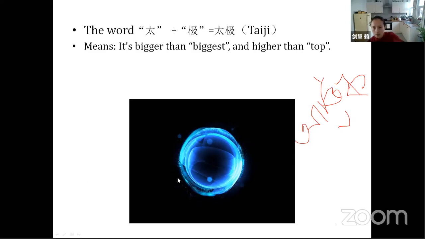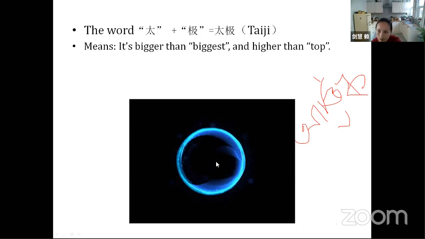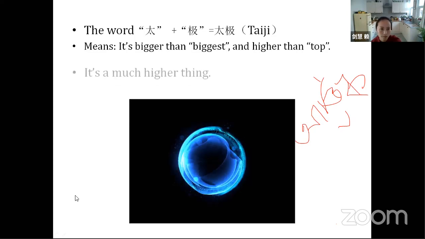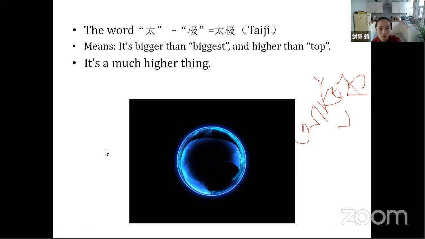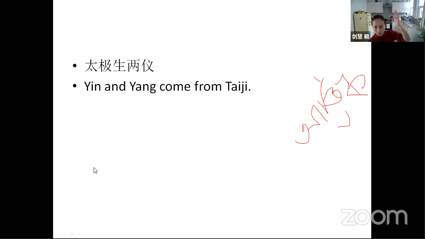After the diagram, the ancient people found that inside, things always change. So the Taiji means higher than anything, much higher. So how to explain the change? We call it Taiji Sheng Liang Yi, meaning yin and yang come from the Taiji.